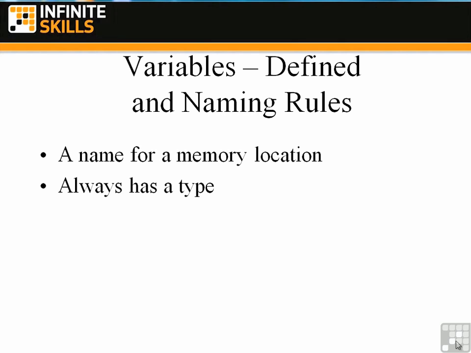A variable always has a type associated with it. In other words, we're storing a piece of data in a variable, and that piece of data has a type. So the variable also has to have that type. And what that means is that when we create a variable of a certain type, we can only store data of that type in the variable. So in other words, if I create a string variable, then I can only store string data in that variable. Whereas if I create an int variable or integer variable, then I can only store an integer value in that variable.